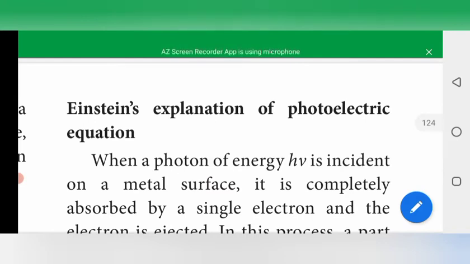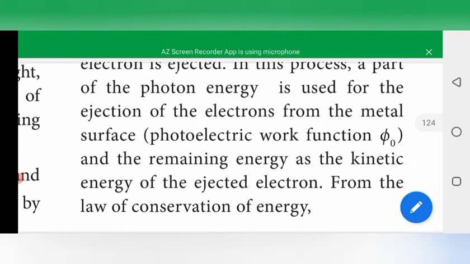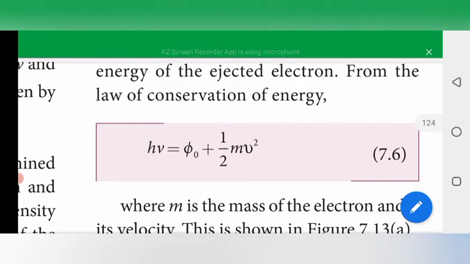The potential barrier of the metal surface, that is, for the electron to be ejected, is overcome by the work function, denoted as phi naught. The remaining energy is considered as the kinetic energy of the ejected electron. According to him, by the law of conservation of energy, when the photon of energy h nu is incident on the metal surface, h nu is equal to work function plus kinetic energy. So work function means phi naught plus kinetic energy, half mv square.